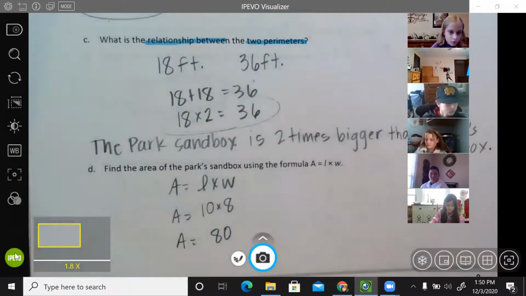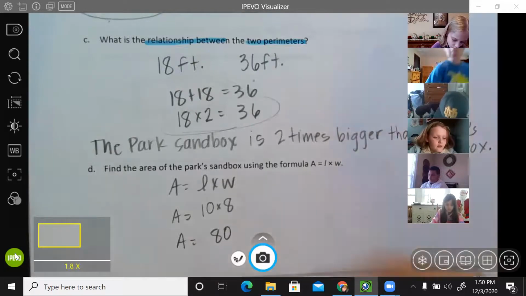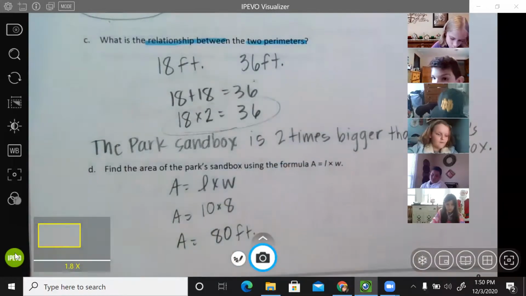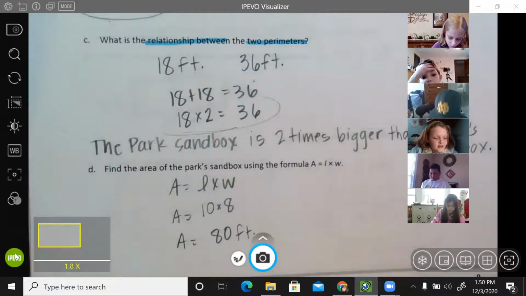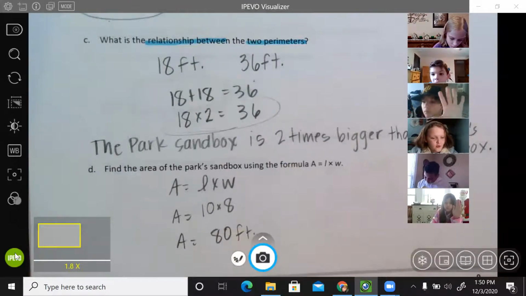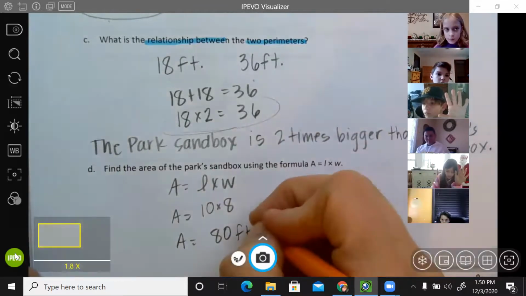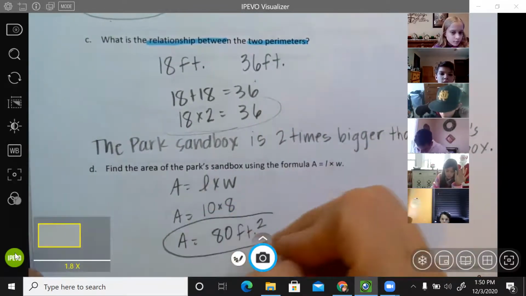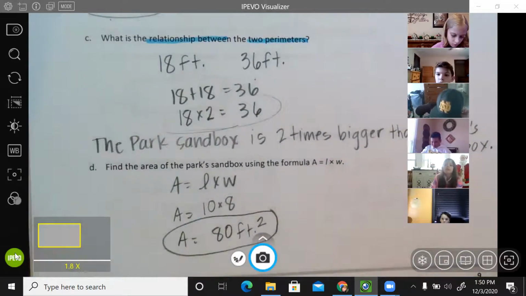How should this be labeled, Tanya? 80 what? 80 feet. Two-dimensional, length times width? 80 feet squared. 80 square feet. Good job.